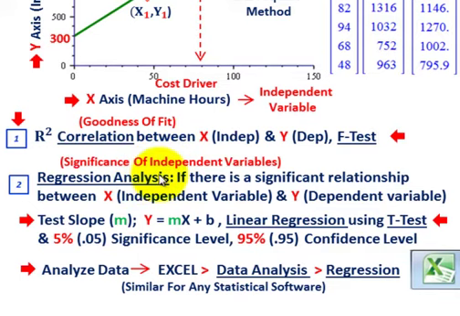So the regression analysis is really where we're trying to look at a significant relationship between our X independent variable and our Y dependent variable. So we're going to be testing the slope here, this line, that Y equals M, slope of the line, times X, in this case the machine hours, plus B, the y-intercept here. And we're going to be using linear regression using what they call the t-test here. And we're looking at a 5% significance level or a 95% confidence level.